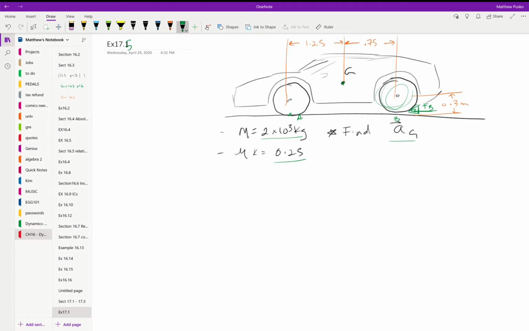This thing is getting pushed. It's going to have some acceleration going off to the left. So let's do a free body diagram first. I'm just going to draw a box with some G right there. We have a normal force acting at A and a normal force acting at B. We also have mass times gravity acting at G.